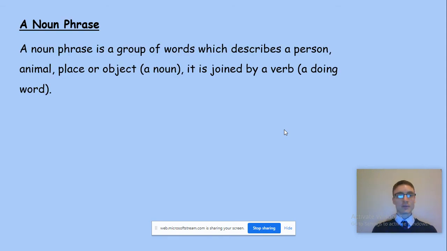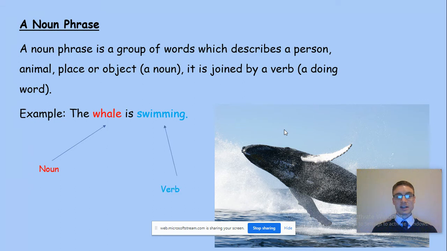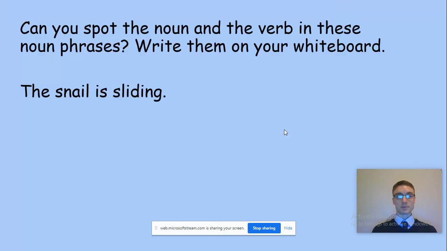So this is what a noun phrase is. It's a group of words which describes a person, an animal, a place, or an object, which is the noun. It is joined by a verb, a doing word. So here's our example, the whale is swimming. So this is just a simple noun phrase. There you can see in red is our noun and our verb is in blue.